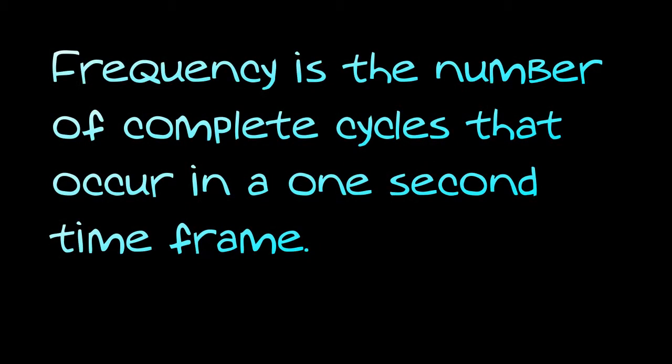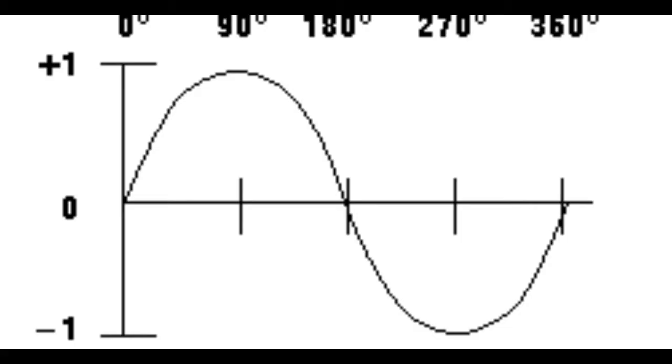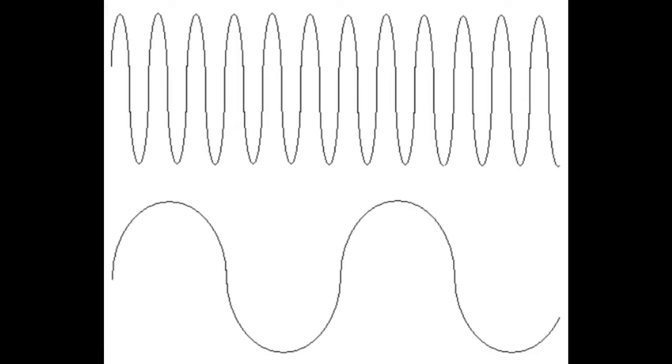Frequency is the number of complete cycles that occur in a 1-second time frame. A cycle is 360 degrees. This picture shows an example of one complete cycle.